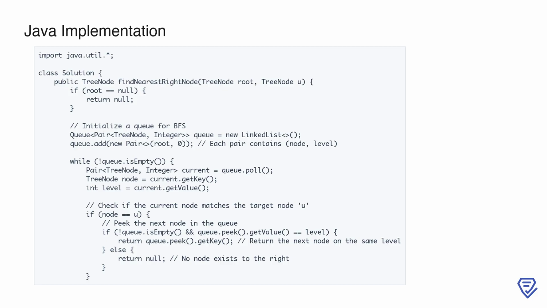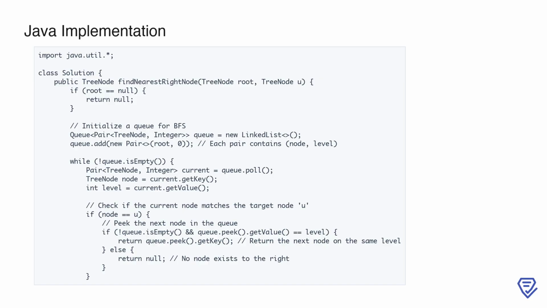Inside the findNearestRightNode method, the first thing we check is whether the root is null. If the root is null, there's no tree to traverse, so we immediately return null. Next, we initialize a queue to help us perform a breadth-first search, or BFS, where each element in the queue is a pair consisting of a tree node and its corresponding level. We add the root node to the queue, setting its level to 0.